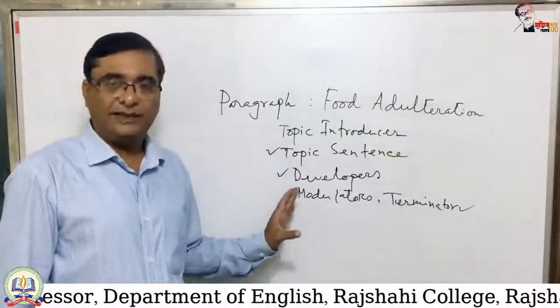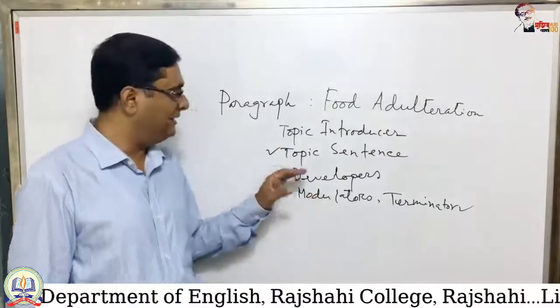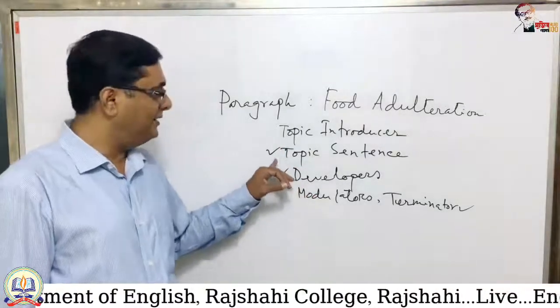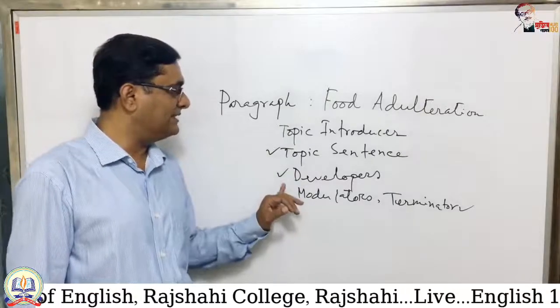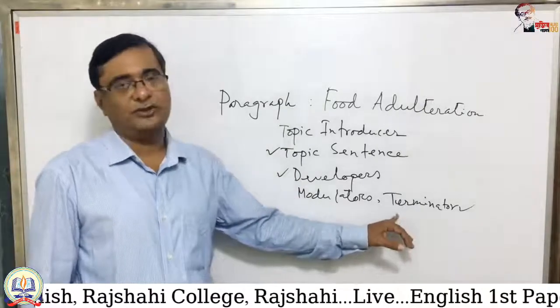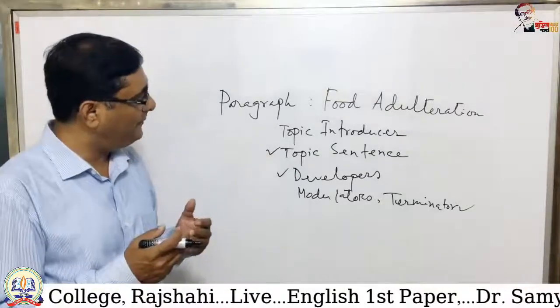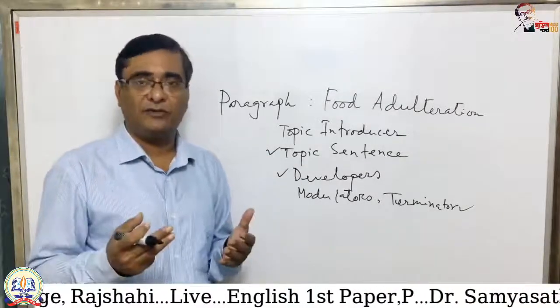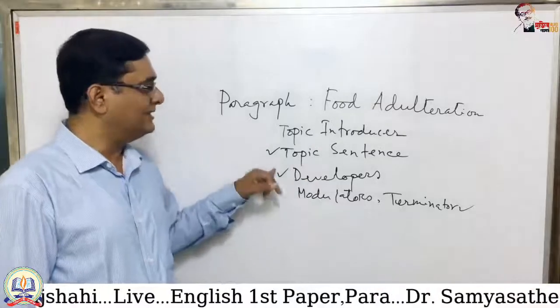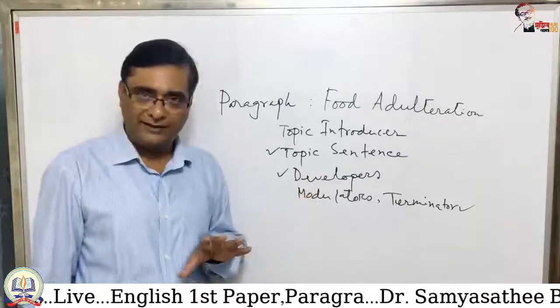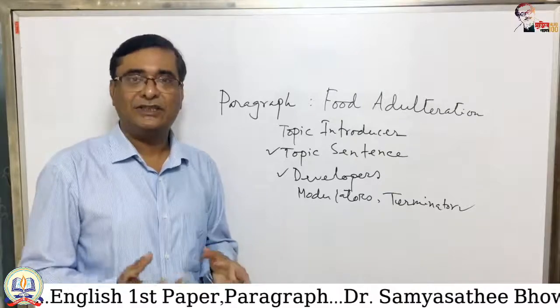So it can be divided into 5 parts, but basically the 3 parts are more important: topic sentence, developers, and terminators. So naturally, some questions are already in your mind, that what do these things mean. I have said that I will explain it using slide.